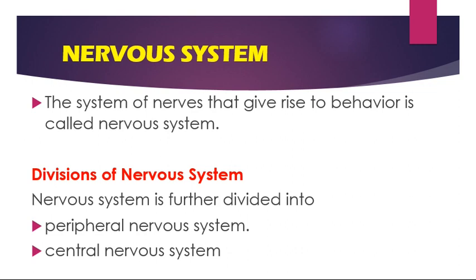We are very well aware of the nerves. Now we are very much familiar with what nerves are, what neurons are, what their types are, what the function of a neuron is, and how a neuron functions. So, the nervous system is a system of nerves that give rise to behavior. How does this system of nerves give rise to behavior? These nerves receive the external stimulus and take this message to the brain, and then the brain gives orders according to that message, and the body responds and behaves accordingly.